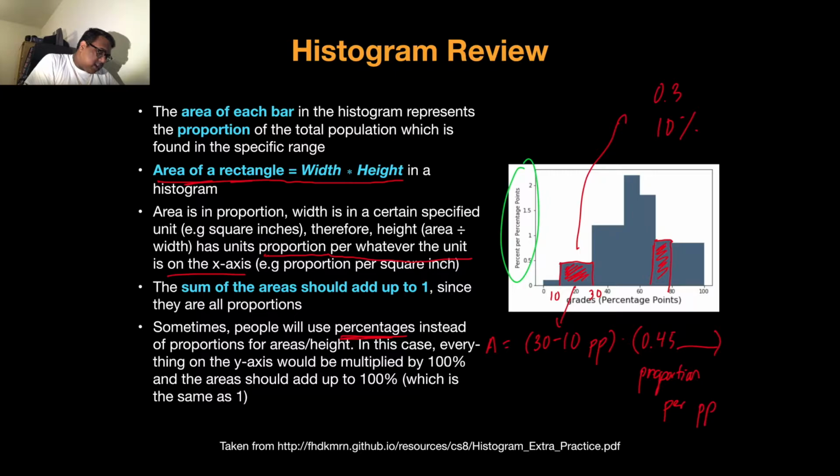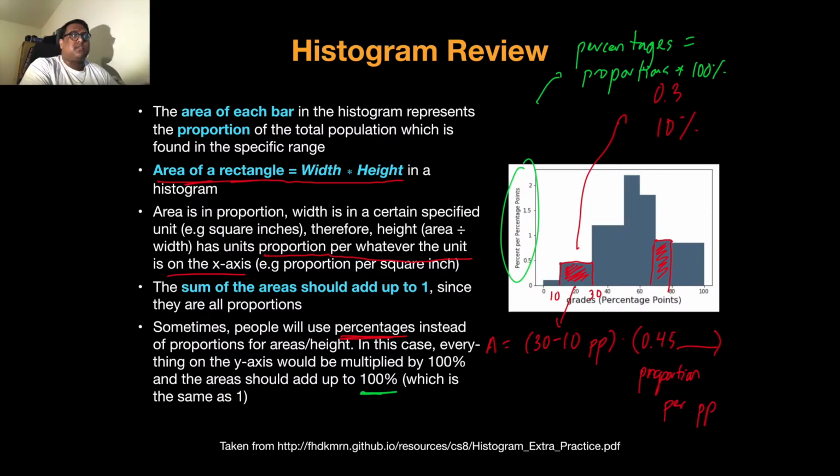And that's what it's talking about here, where for the height scale in a histogram, you could either use proportion or you could use percentages. The difference is that percentages are equal to proportions times 100%. And 100% is simply 1, because percent just means per 100. So the y-axis, or the heights of the bars in histograms, are either proportions or percentages.